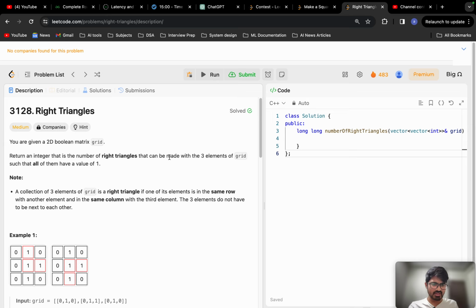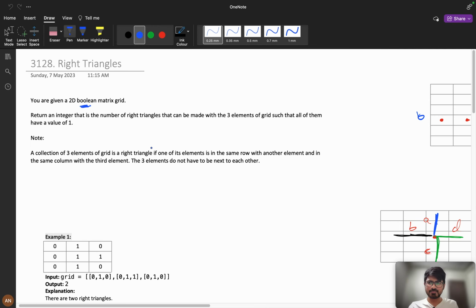We will see the mathematical proof and we will see the coding part. First things first, we should understand the question clearly. Now let's understand the question. You are given a 2D Boolean matrix grid. We need to return an integer, the number of right triangles that can be made with 3 elements of the grid such that all of them have a value of 1. He's saying that we can form a right triangle so that my 3 elements should be 1.